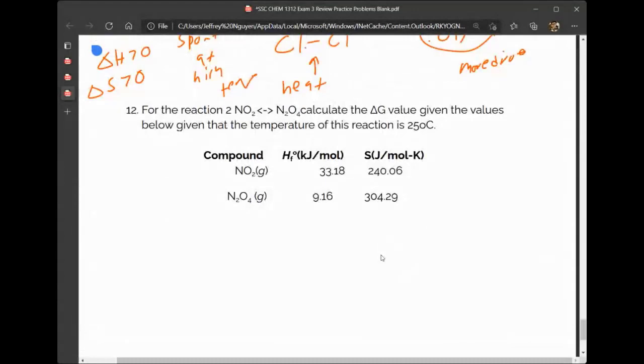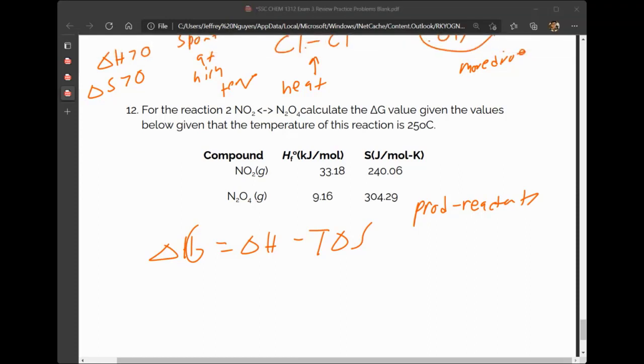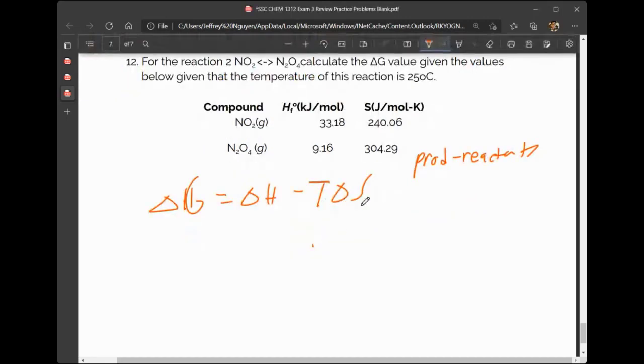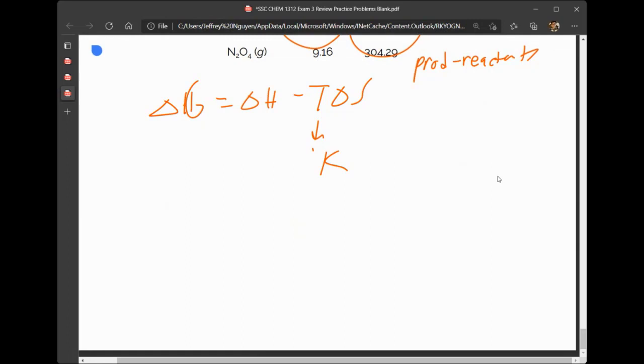For this reaction, calculate delta G. So delta G is equal to delta H minus T delta S, okay? So all you have to do is just do products minus reactants for all of them. So just do this equation. Make sure you convert this to kilojoules, and then you just complete that too. And so this is in Kelvin. Okay, and that's the answer. And the correct number, if you're really interested in trying it at home, is negative 4.82 kilojoules.